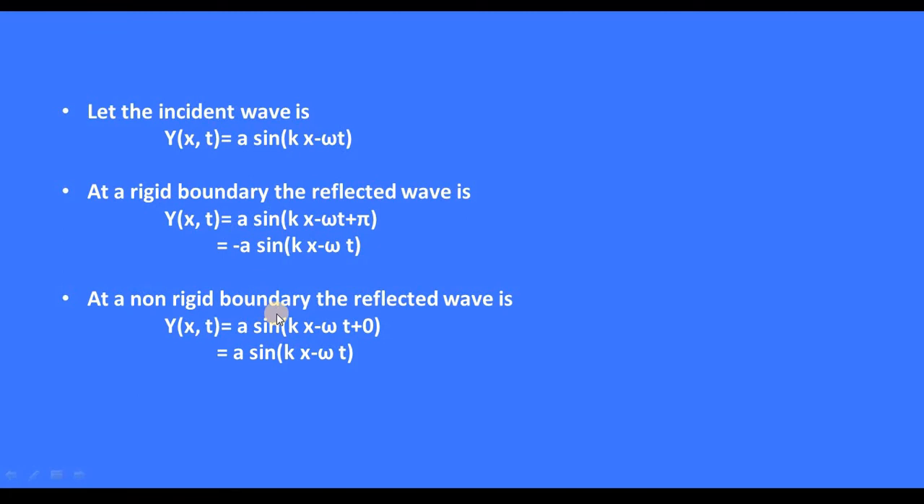If you are taking a non-rigid boundary, then the reflected wave will become a refracted wave. Then there is no phase difference. Then y of x comma t equals a sin of kx minus omega t plus 0, so you get the equation a sin of kx minus omega t. So these are the equations for the reflected wave and the refracted wave.